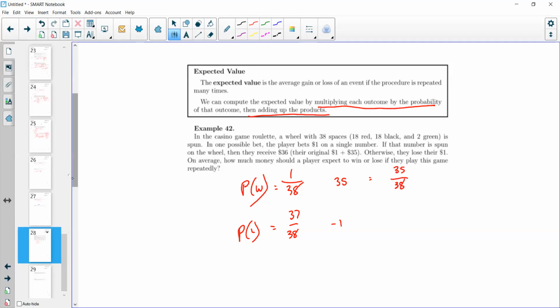So we have the probabilities, we have the outcomes, multiply probability times the outcome. 35 out of 38. Negative 37 out of 38. Add them together. -2 out of 38. Which is approximately -5 cents. So what this is saying is if you were to play roulette 1,000,000 times, betting $1 at a time, you can expect to be out $50,000. You won't get your money back.